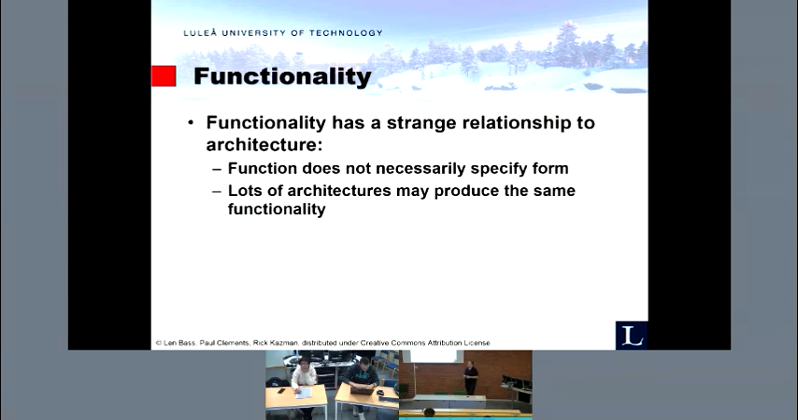In terms of functionality, I find functionality has a rather strange relationship to the quality attributes in the sense that you can develop software in so many different ways, right? So if you want to make something user-friendly, there are a number of different guidelines, of course, how to make something user-friendly. But you may choose and pick between those. You may focus on something.